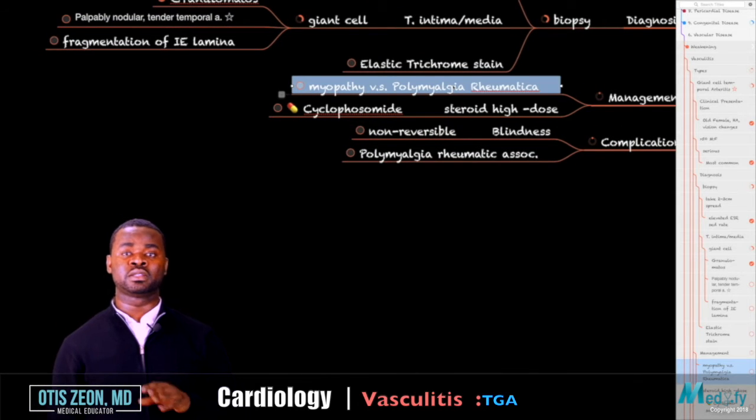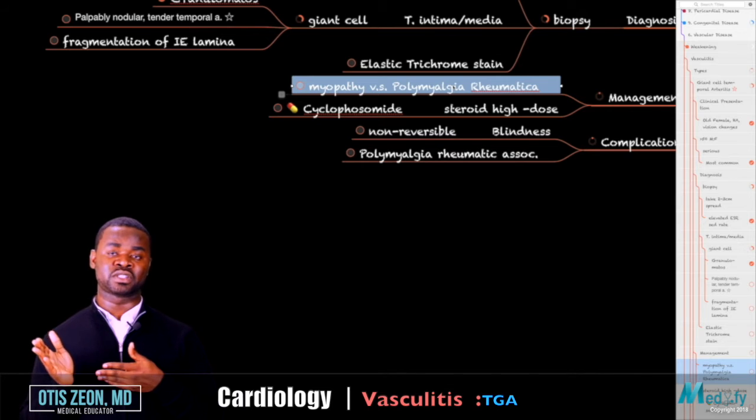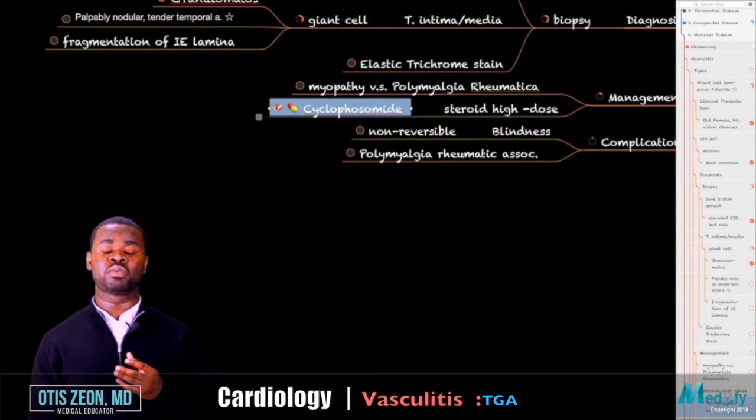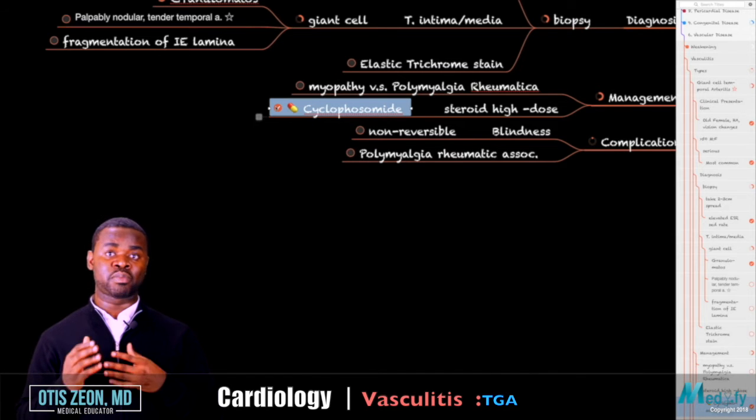In terms of the management for them is that you want to make sure you give them steroid. Now this is where your questions will come from. That's the reason why these have a star. You give them high dose corticosteroid to prevent them from getting blindness, even in the process of you doing your biopsy to figure out if this is actually temporal giant cell arteritis.